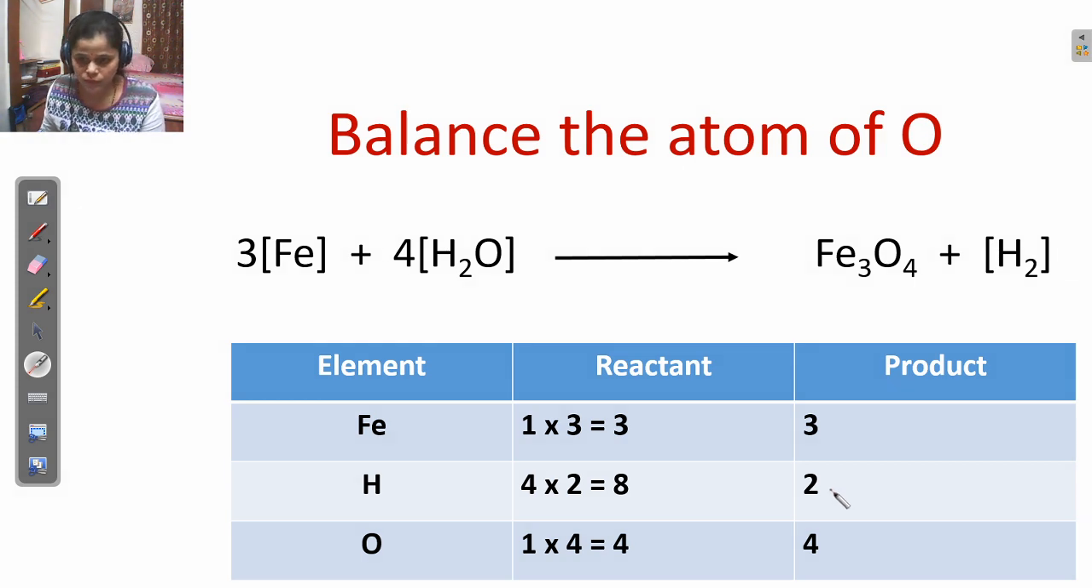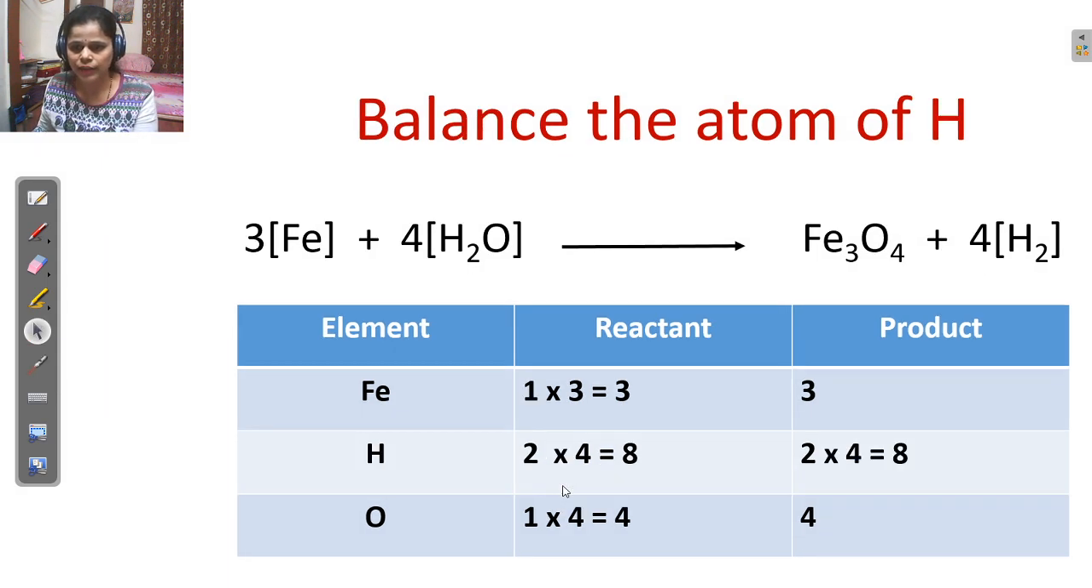So multiply here 2 into 4, that means 8. Okay, so we have to multiply by 4 on the product side this time. So our next step is to write down the 4 on the product side. So write down here 4. So you can see 4 into 2 equals 8. So all the elements are balanced. Iron: the number of atoms on both sides is 3, hydrogen 8, and the number of atoms of the oxygen is 4. So the equation is balanced.